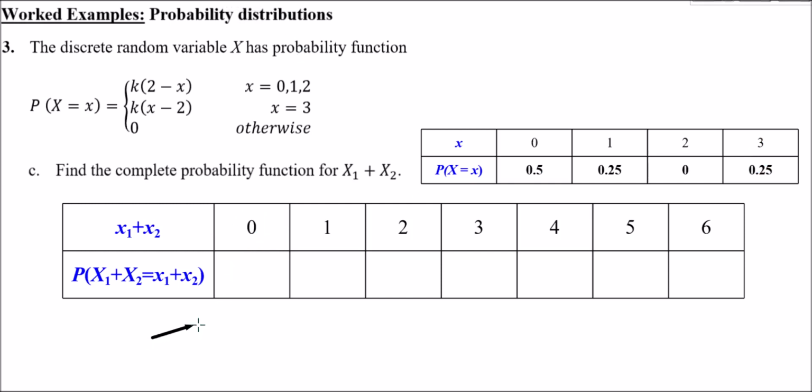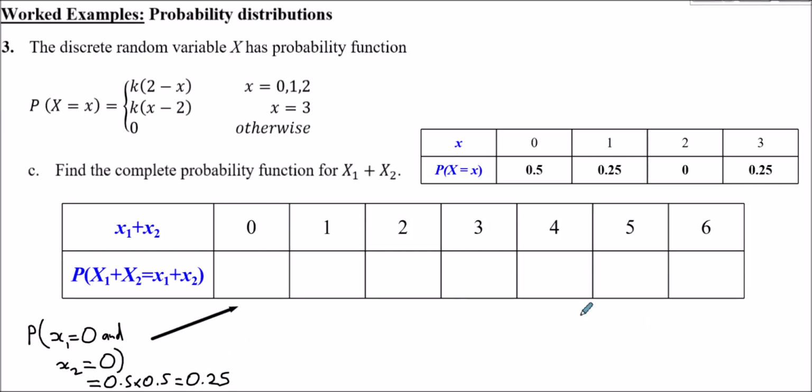Well, this could only happen if x1 is 0, so probability x1 equals 0 and x2 is 0. So the chance of equaling 0 is 0.5. So that's going to be 0.5 times 0.5, which is 0.25. So here we're going to have 0.25.